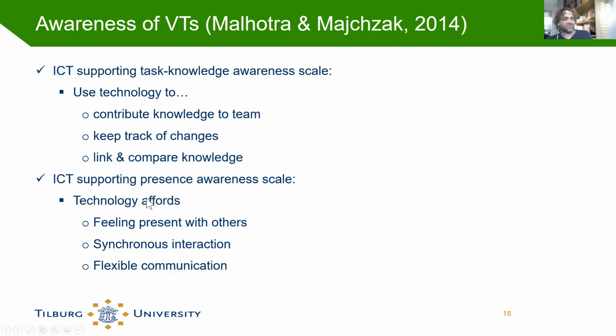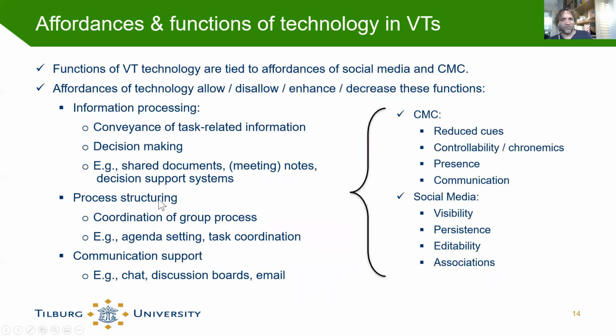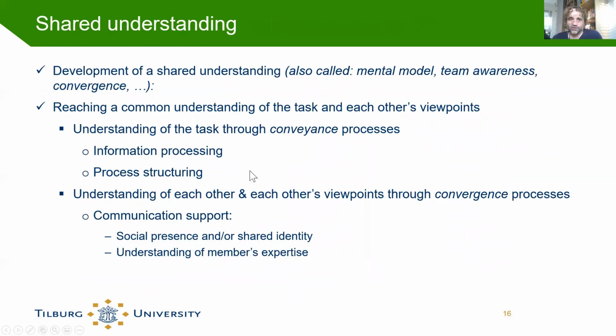So in summary, let me go back a couple of slides. The affordances of computer-mediated communication and social media can be tailored in such a way that you can support these three main functions of technology: information processing, process structuring, and communication support. Information processing and process structuring is what we call conveyance. It's communicating information about the task and processing that information, so everything task related.